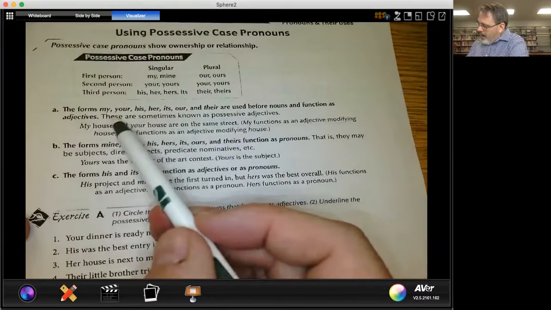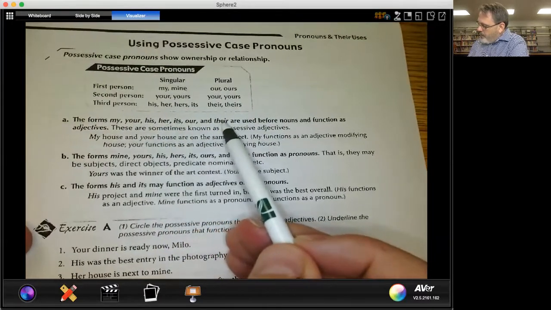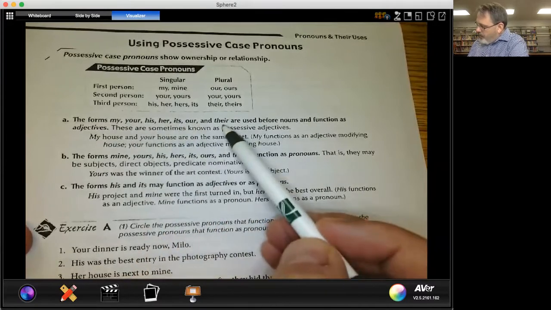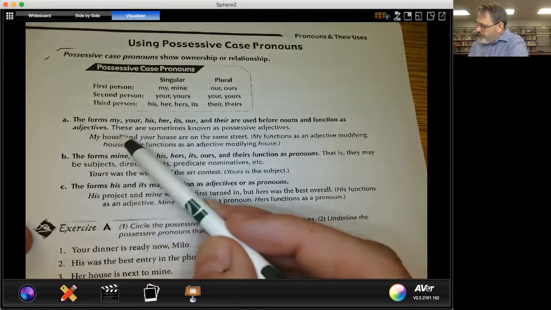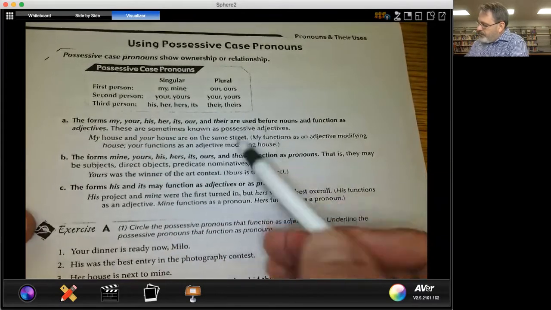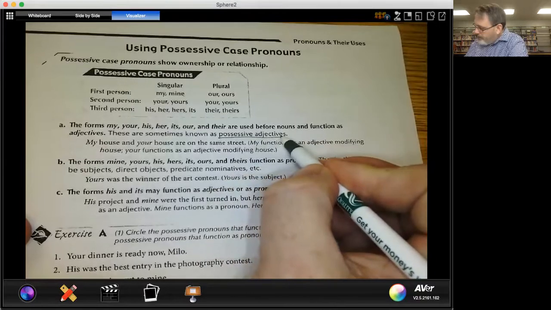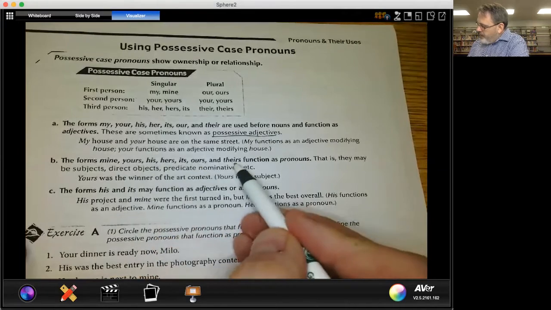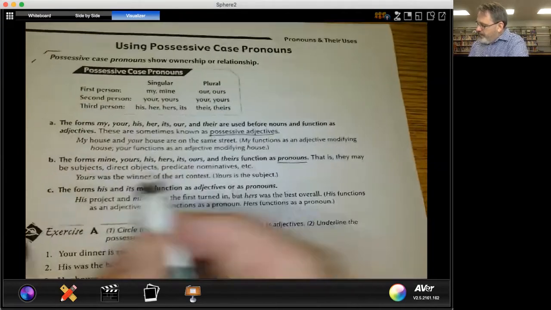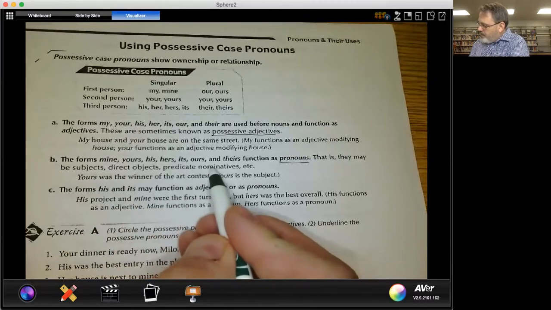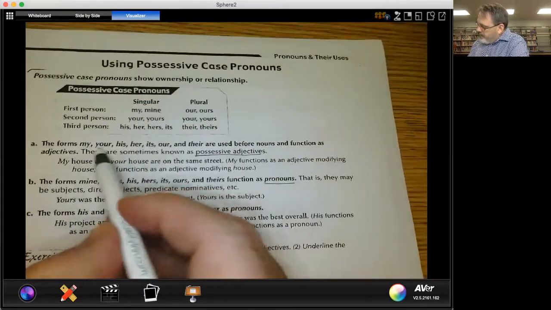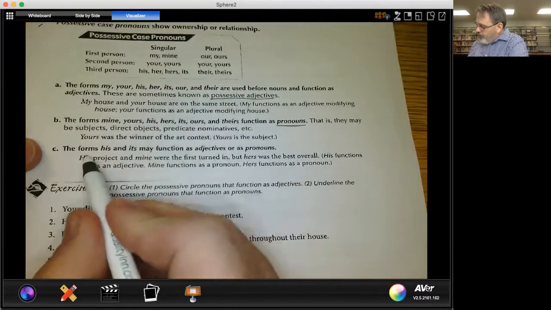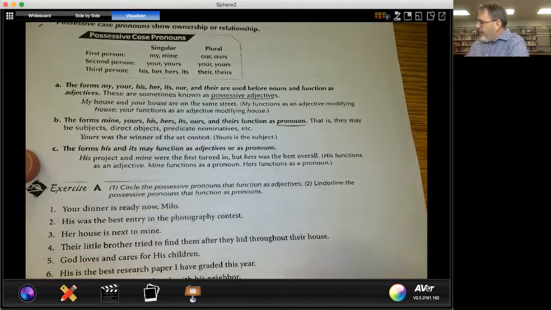Okay? The forms my, your, his, her, its, our, and their are used before nouns and function as adjectives. These are sometimes known as possessive adjectives. So possessive adjectives is something we're going to have to know. The next rule, the forms mine, yours, his, hers, its, ours, and theirs function as pronouns. That is, they may be subjects, direct objects, predicate nominatives, etc. So what we're saying is these can be adjectives and these can be pronouns. The forms his and its may function as either adjectives or pronouns.